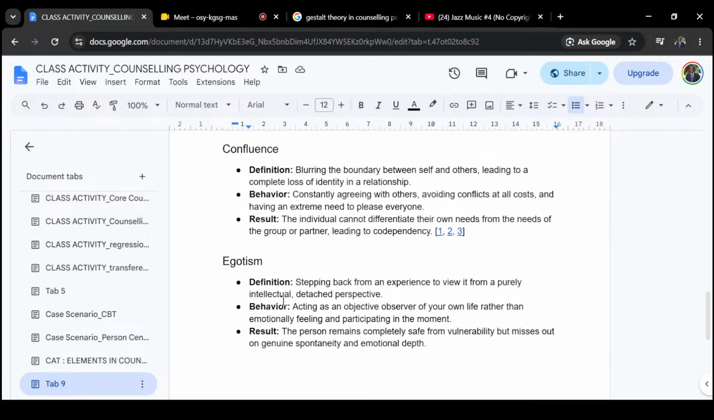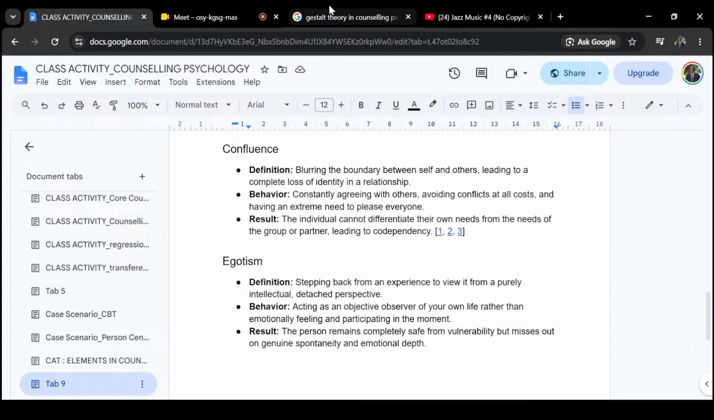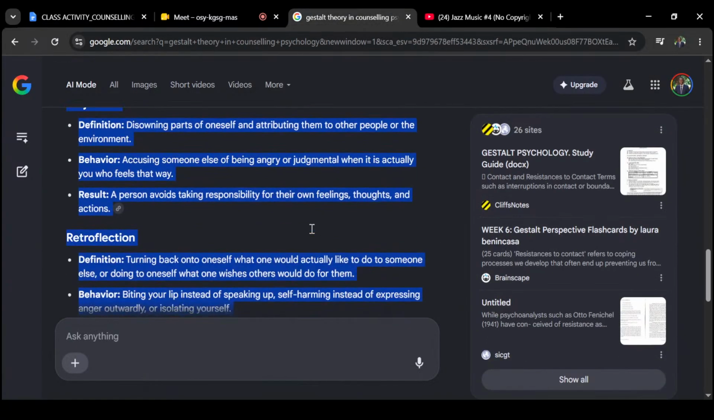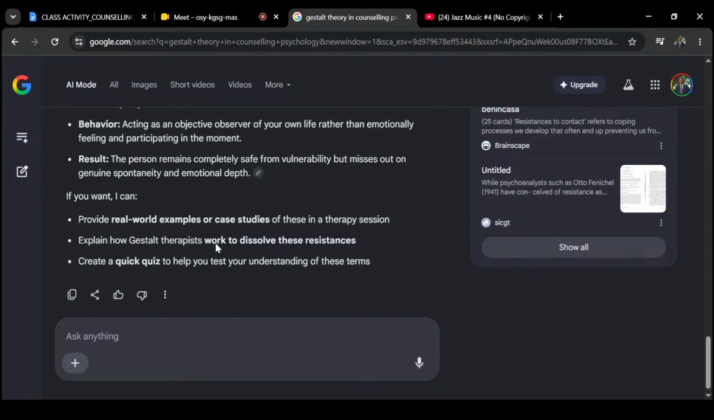Okay, so Millicent also says another one is polarization, which is split experience, dividing experiences into extremes instead of integrating them, seeing things as all good or all bad. For example, I'm either a total success or a complete failure.